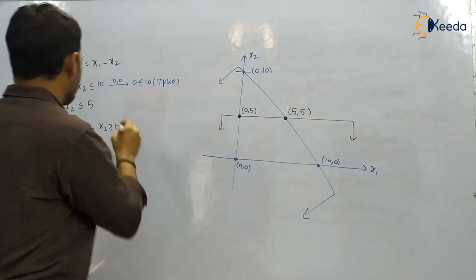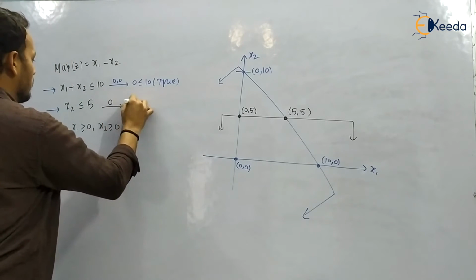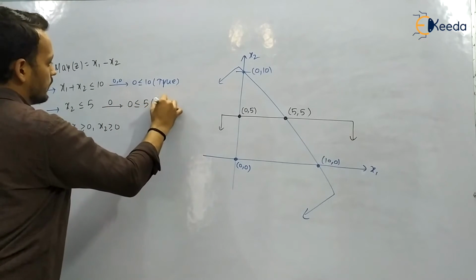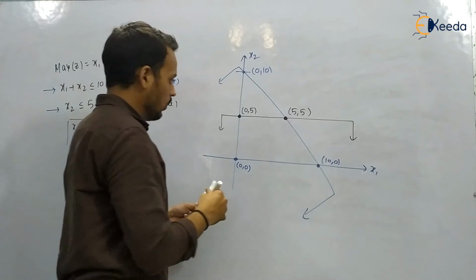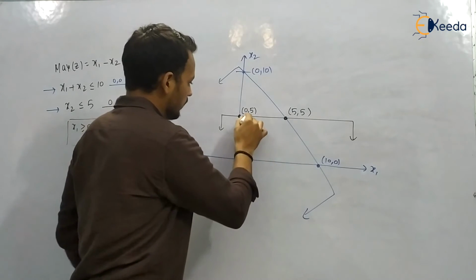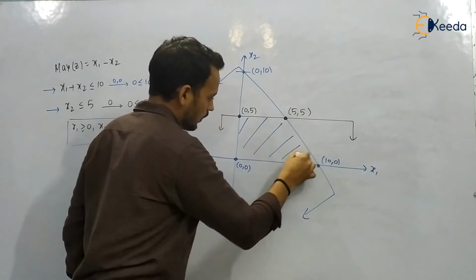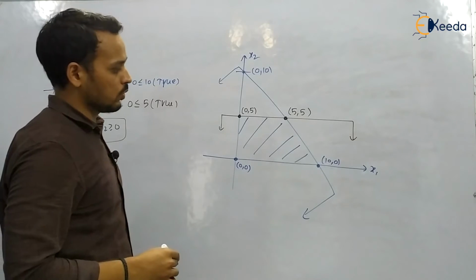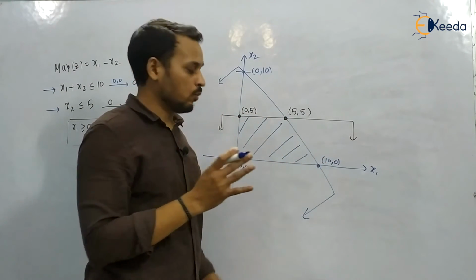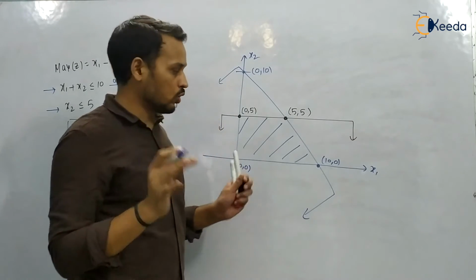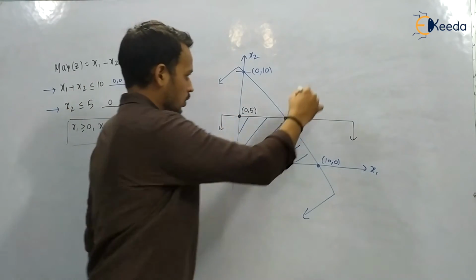So which is the feasible region? You can check 0. 0 is less than or equal to 5, so the condition is again true. And look at the non-negative restrictions, first quadrant. So our feasible region is going to be this one. We have to check whether there is one solution, two solutions, more than two solutions, or no solution. So we will check the solution at the corner points.